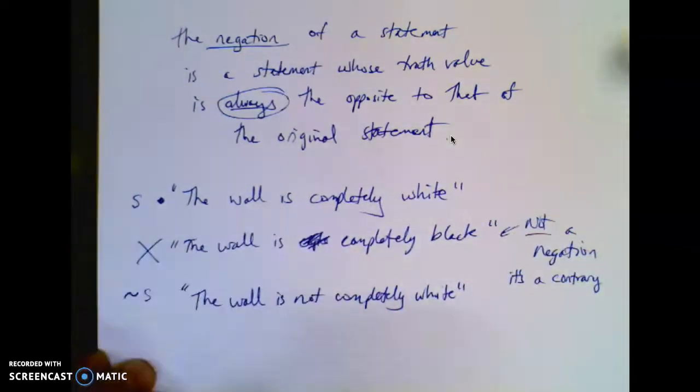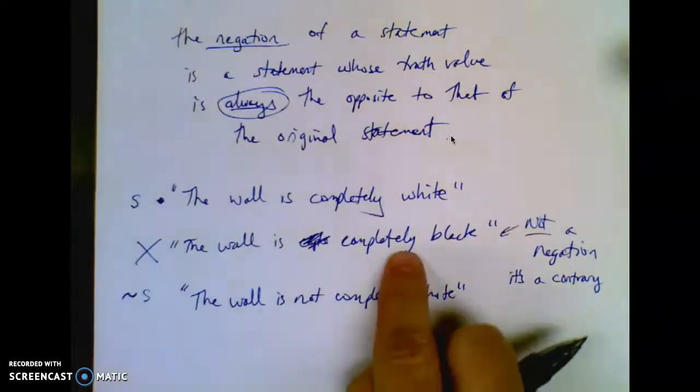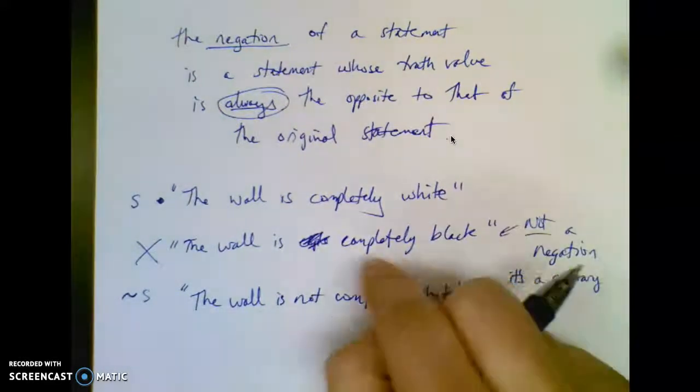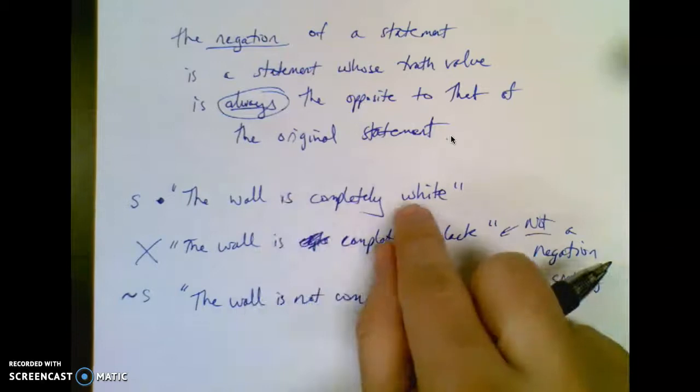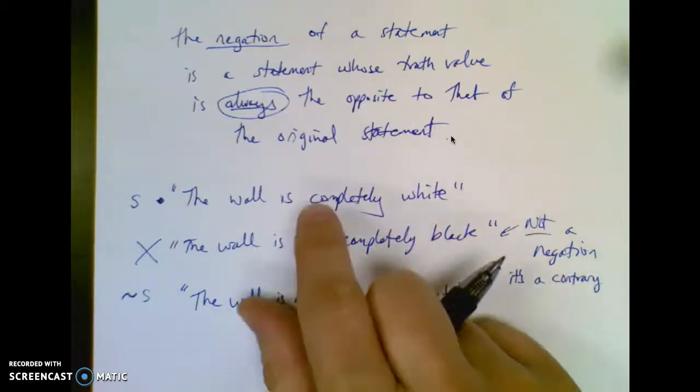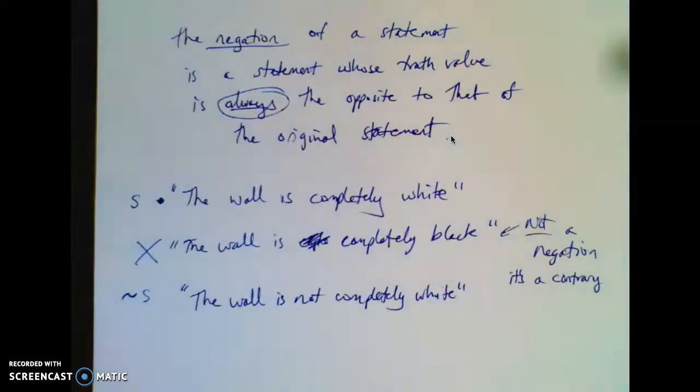This thing right here is not a negation. A lot of people think it. They're like, oh, what's the opposite of white? It's black. But be careful. You want a statement that always gives you the opposite truth value of this. And you'll get used to it. Anyway, we'll go through some examples of different types, and it's kind of weird. But once you get the hang of it, it's not bad.